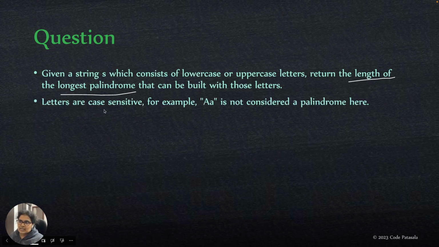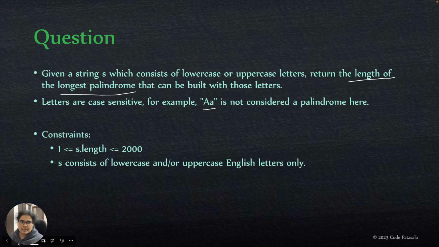Okay, so the letters are case sensitive, which means capital A and small a can't form a palindrome because the case doesn't match. One is a capital letter and the other one is a small letter. The given constraints are that there is always a string of at least one character and S consists of only lowercase and uppercase English letters. That means it always contains alphabets. It doesn't have spaces or any other characters.